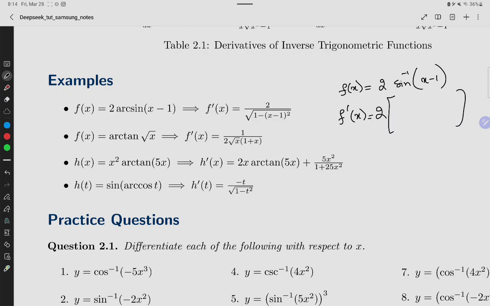Derivative of, okay, so let me repeat the chain rule. If we have f compose g of x, we want to differentiate this thing. This will be equal to derivative of f function, and in the argument we will have the g function times the derivative of g function, right?